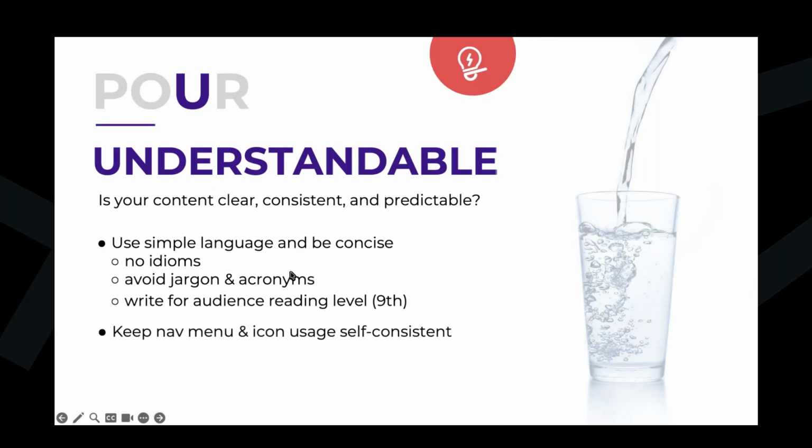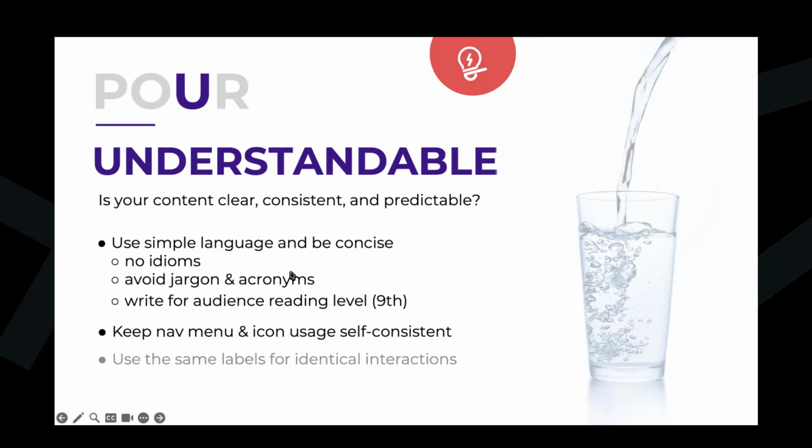Keeping your navigational menu in the same place from page to page, keeping your icon usage self-consistent, like using the same symbols to represent the same kinds of information. If you have any help text, making sure that it's not changing location on the page from page to page. That kind of thing is really important for people with cognitive impairments, but really for everybody.